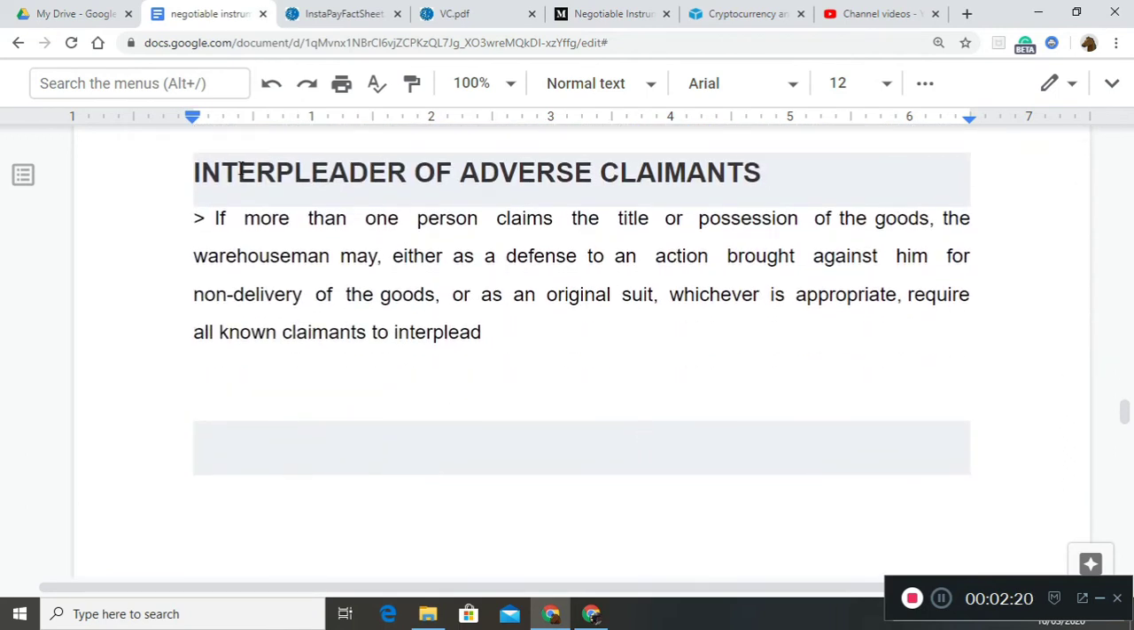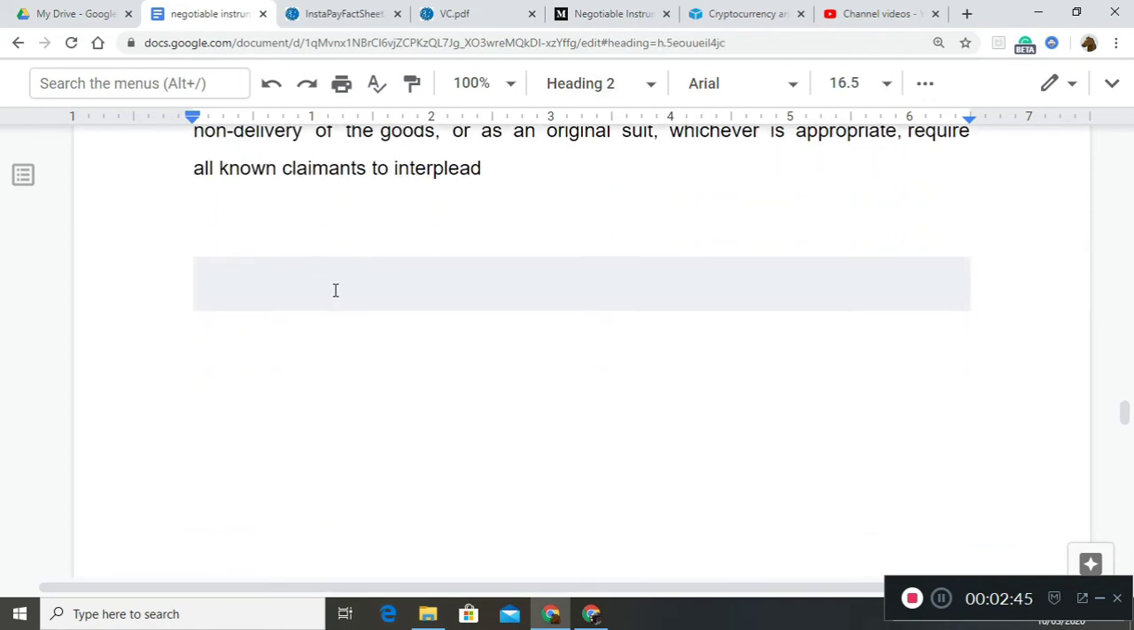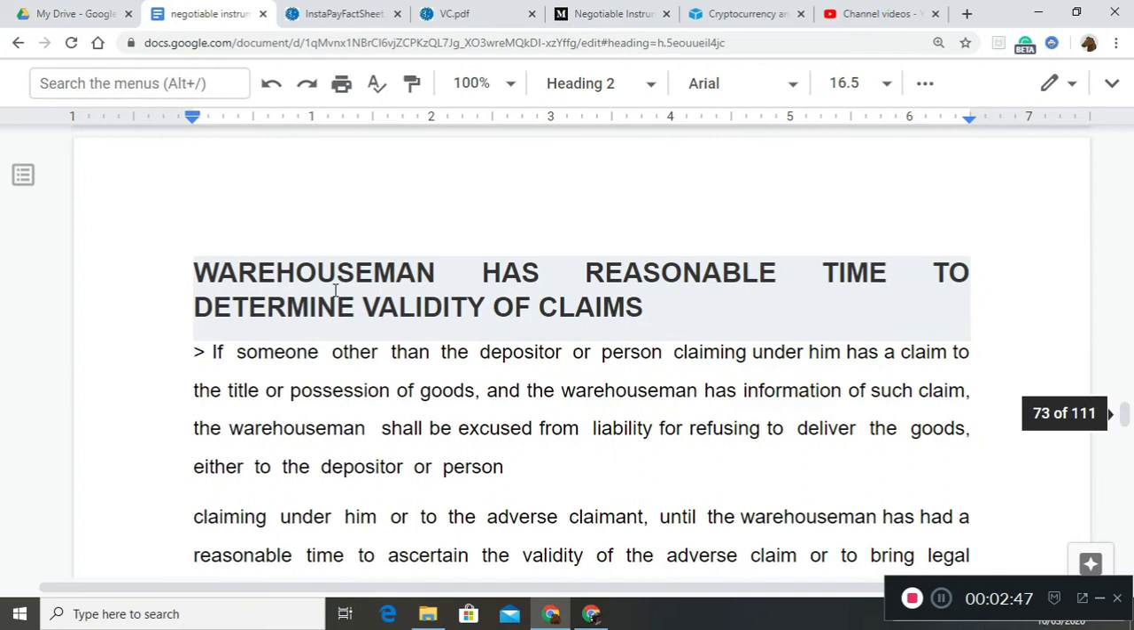Our warehouseman can file for an interpleader when there are adverse claimants. When we say adverse claimants, you have one person, or more than one person, claiming title to the same set of goods. So the warehouseman, to relieve himself of the dilemma, can file an interpleader in court.